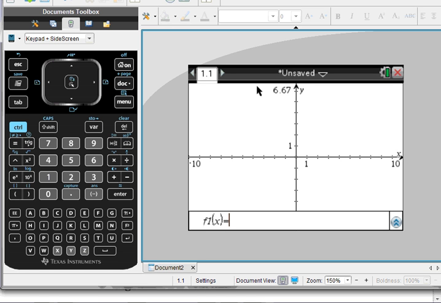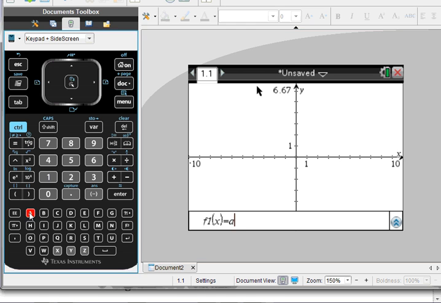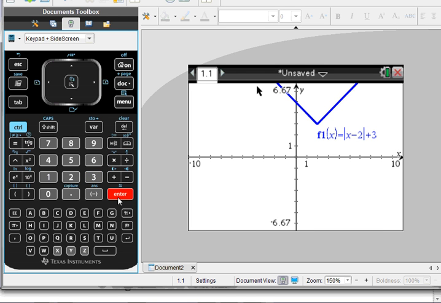Okay, so we're going to graph x minus absolute value of x minus 2 plus 3. Now, to get absolute value on this, I have to type ABS. It's the same on the 84, but you have to get it in the pull-down menu. So it's x minus 2. We should know what this looks like, right? We don't need a graphing calculator, but we will. And there it is.